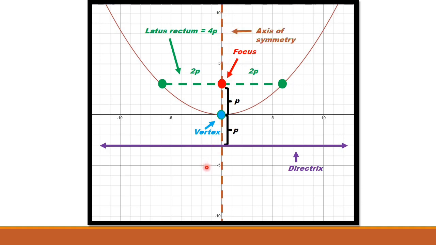This is the axis of symmetry. Axis of symmetry is a line that passes through the focus and vertex, dividing the parabola into two symmetric halves.